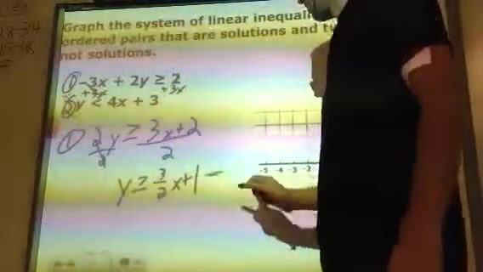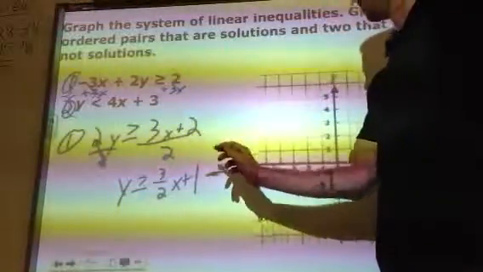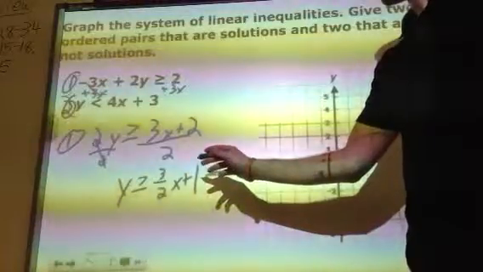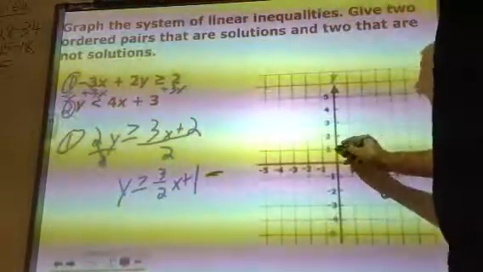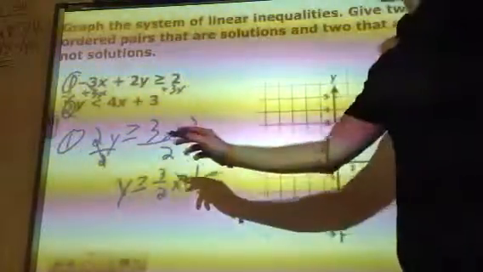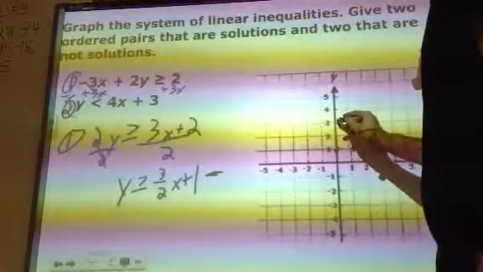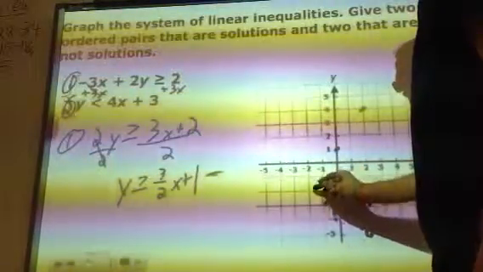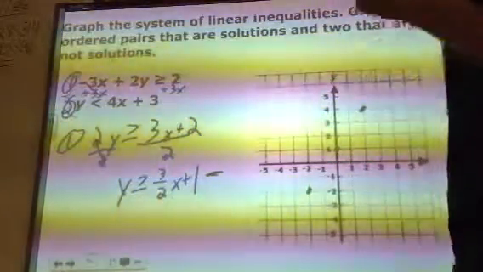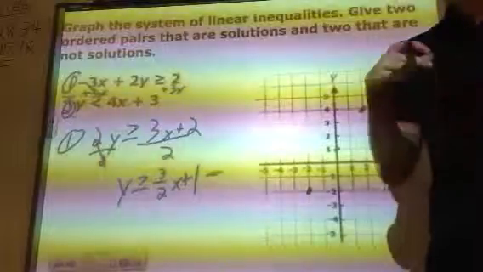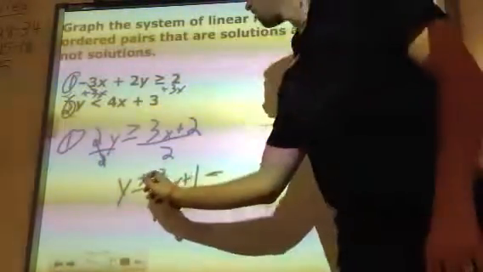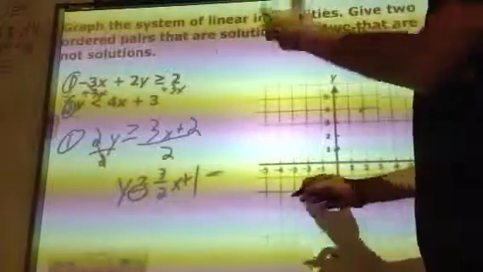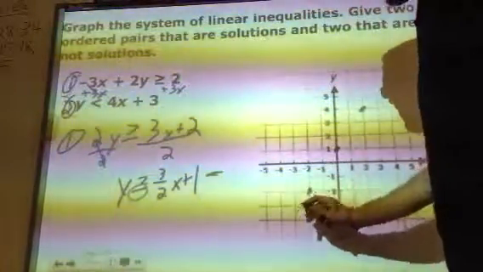Let's graph inequality 1 in green. So what is the y-intercept of this inequality? The y-intercept is going to be 1. What's the slope? The slope is going to be 3 over 2, so we're going to go up 3, over 2, and down 3 to the left 2. Now do we want to use a solid line or a dashed line? We're going to include this line as part of our answer, so we're going to use a solid line. Remember, if it's an or equal to inequality, we're going to use a solid line.